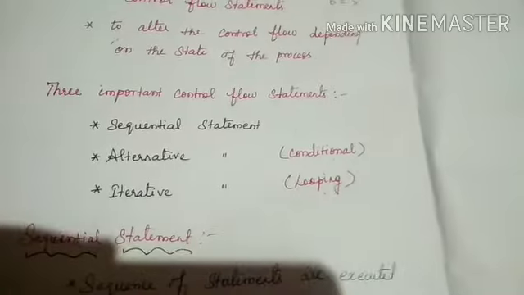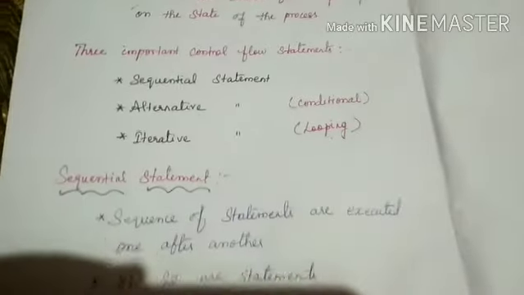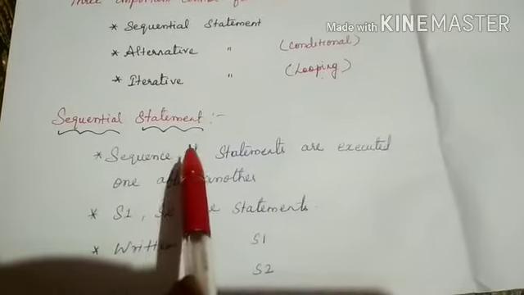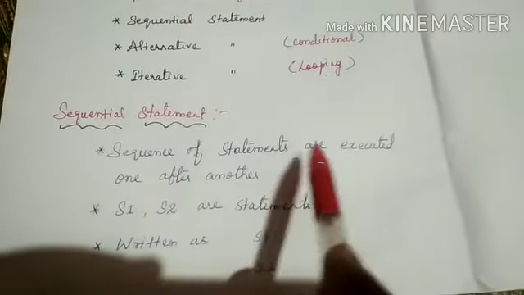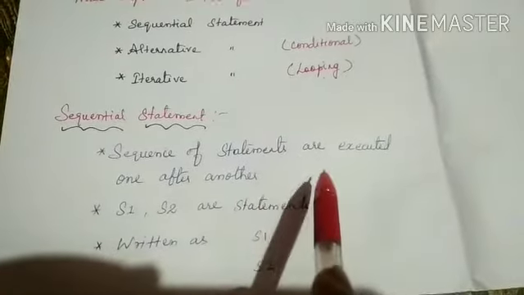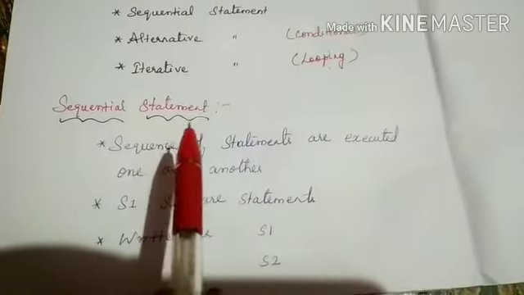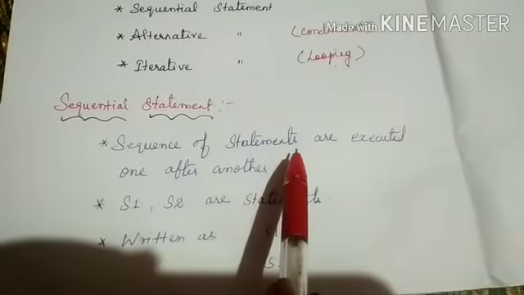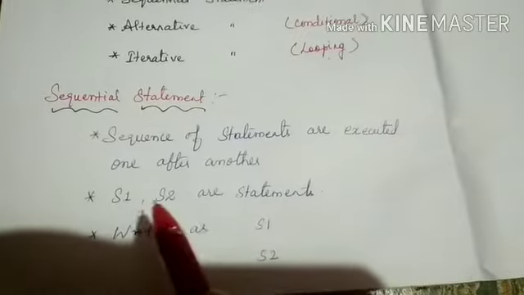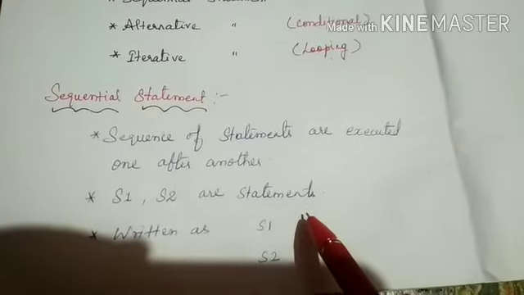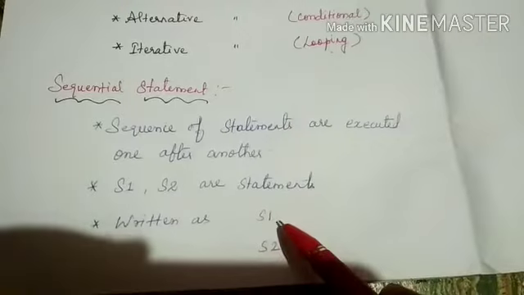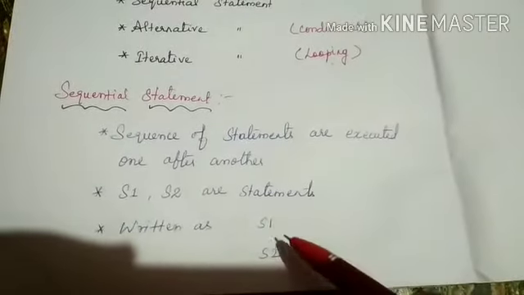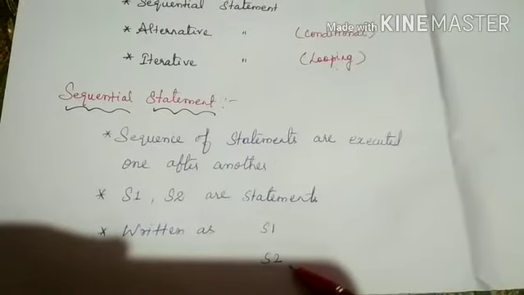Okay, and then what do you mean by sequential statement? Sequential statement means a sequence of statements executed one by one, that is named as sequential statement, which is composed of a sequence of statements. Here S1, S2 are the statements. It should be written as S1 and then S2. Here two statements are declared.